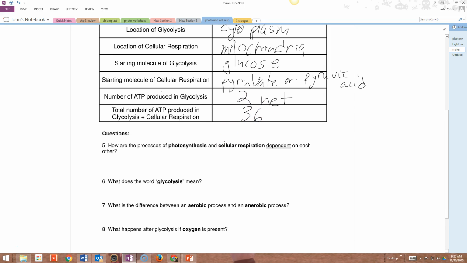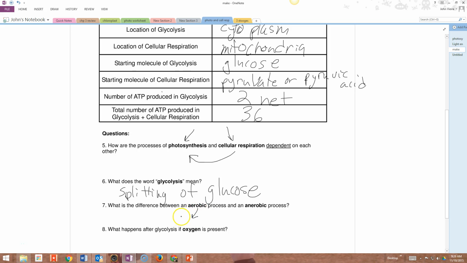Total number of ATP produced in glycolysis and cellular respiration? 36. How are they dependent on each other? The products of photosynthesis are the reactants of cellular respiration, and the products of cellular respiration are the reactants of photosynthesis. What comes out of one goes into the other. Does that make sense? They produce each other's reactants. I like it, that's even a better way to put it. The word glycolysis means splitting of glucose, or glucose splitting, right? Sugar splitting.